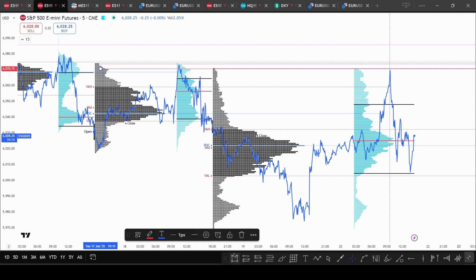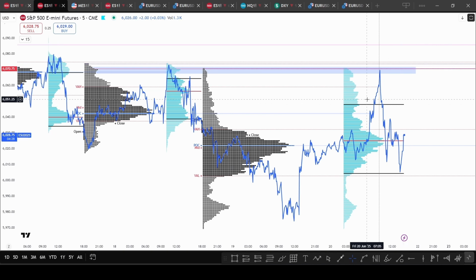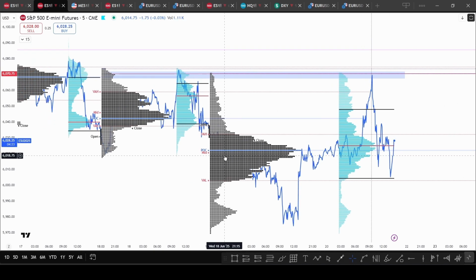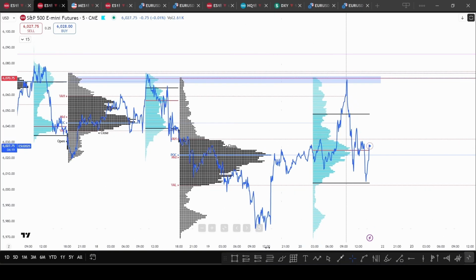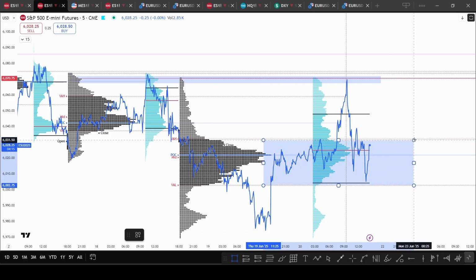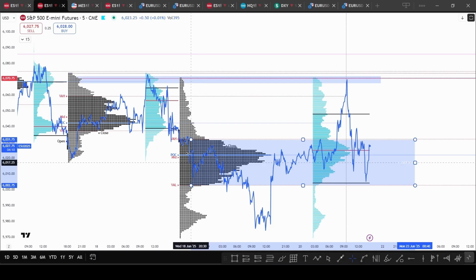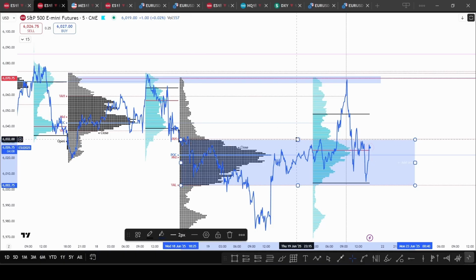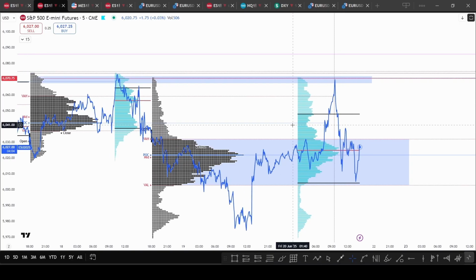You can just mark out this hole, and this is the high volume node, and this is at the extreme of the profile. So this was a good zone, plus we are out of this value area. If you just mark out this range, there is a balance range here. Usually the value area is just a balance range because it was 70% of the whole movement of the day.